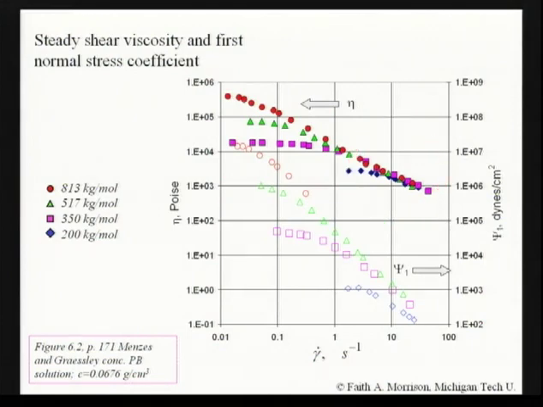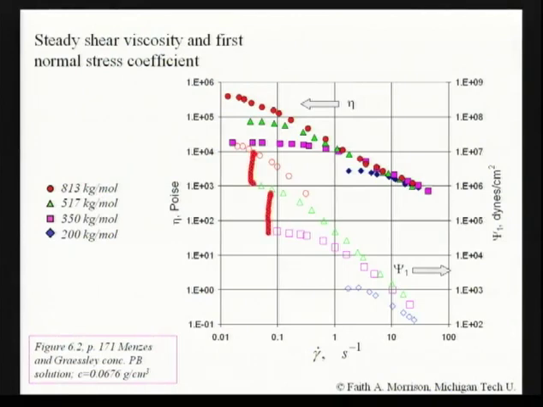What about first normal stress coefficient? Would you answer the question, is the first normal stress coefficient a strong function of molecular weight? How would you answer that? Yes, but only at low rates, right? Here it's happening again. And in fact, it's even more dramatic, I would say. If somebody asked me which is more dramatic, the change in viscosity or the change in first normal stress coefficient, looking at this, I'd say it's the difference in first normal stress coefficient. It's a much higher number of decades of difference. But it's having the same congruence down here at high rates.